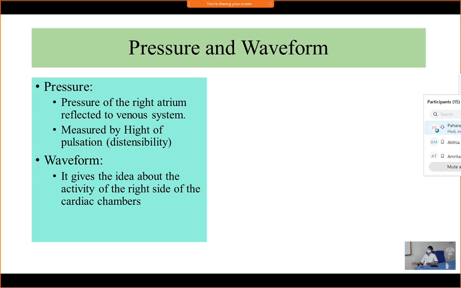And the pressure, what we examine is the pressure of the right atrium that is reflected to the venous system, and that is measured by the height of the pulsation, that we will discuss subsequently. We will see how we will examine. Then the waveform, the pulsation of the external jugular vein, gives you an idea about the activity of the right side of the cardiac chamber.